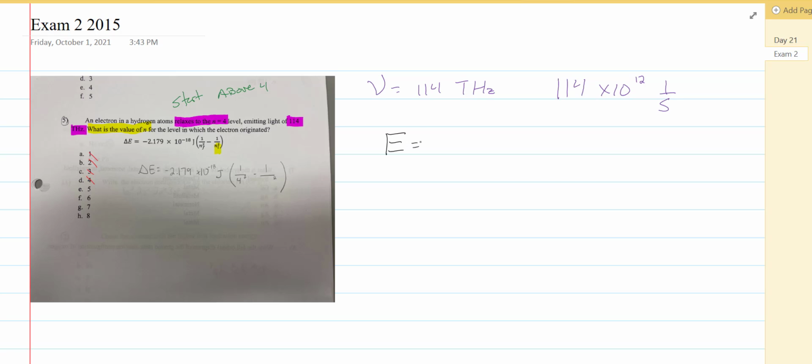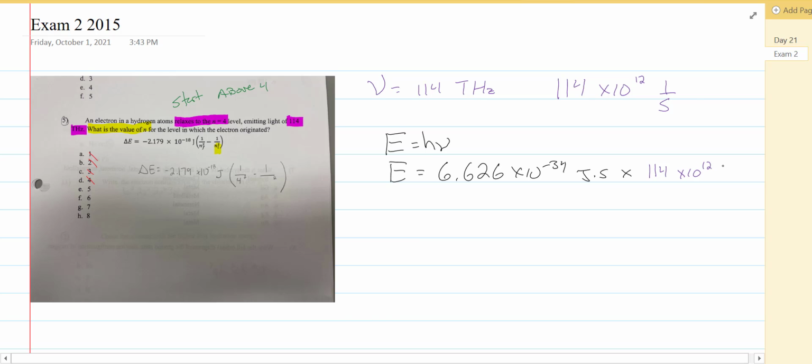So E equals h nu. E equals 6.626 times 10 to negative 34 joules times seconds, multiplied by my 114 times 10 to the 12th, 1 over seconds. And so if we do that, 6.626 times 10 to the negative 34 times 114 times 10 to the 12th, we get 7.55 times 10 to the negative 20th joules.